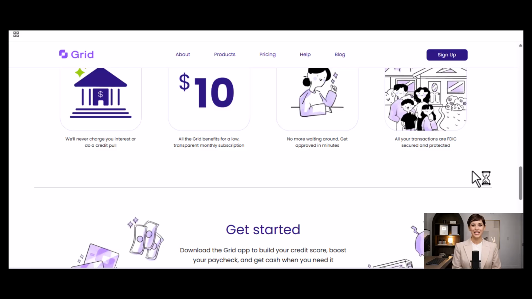Third, repayment history within the Grid app directly shapes your progression through their limit tiers. Timely, successful repayments signal reliability. Conversely, if a scheduled repayment fails due to insufficient funds, your standing drops instantly.